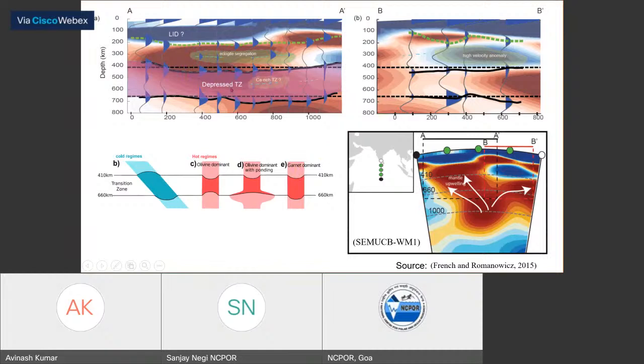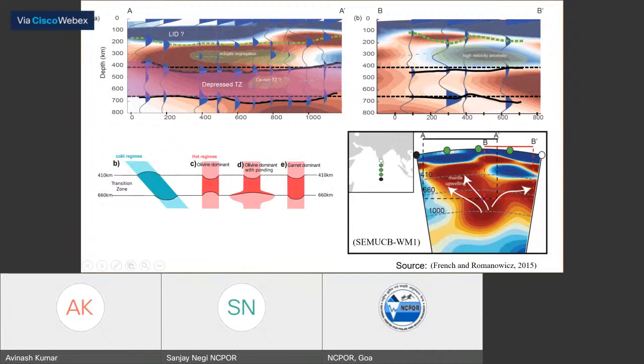Another point is that when we overlay these receiver function results on top of one of the tomographic models, this tomographic model we have taken from French and Romanowicz, 2015, and it shows a low velocity anomaly in this region, which is quite prominent, and it has its base nearly around 1,000 kilometers and shows an upwelling effect, a kind of mantle upwelling that can be observed in this particular diagram.